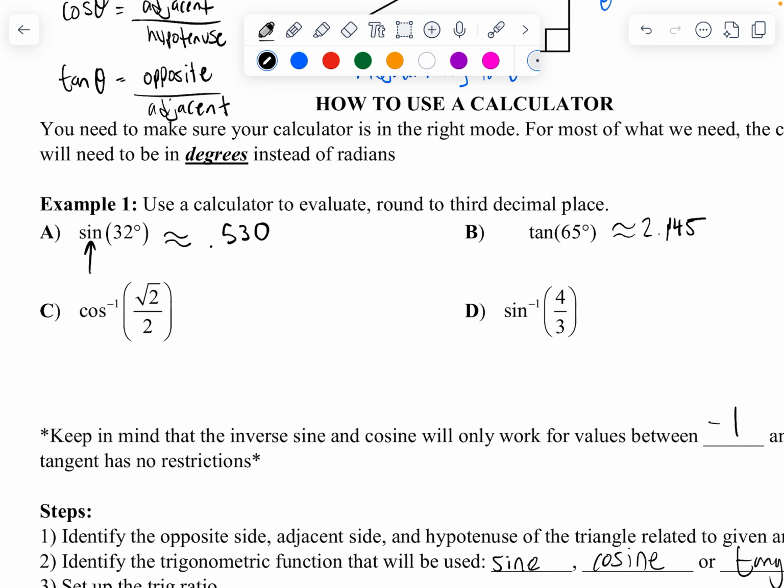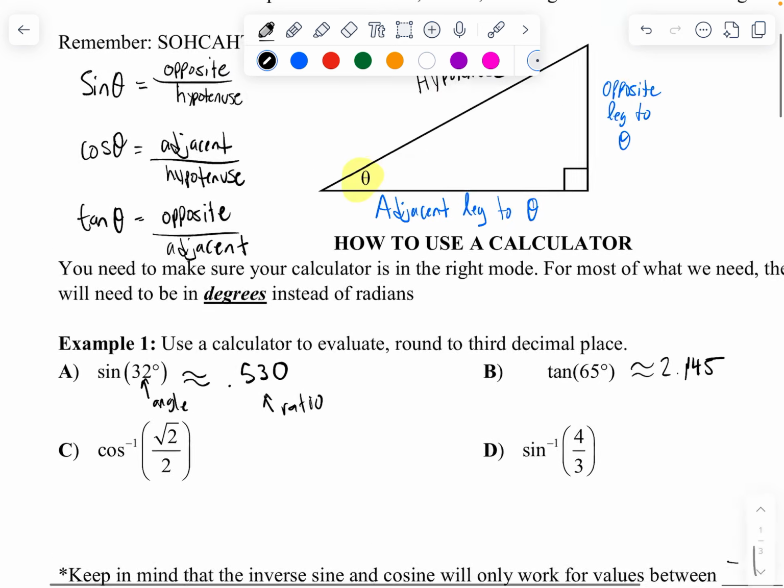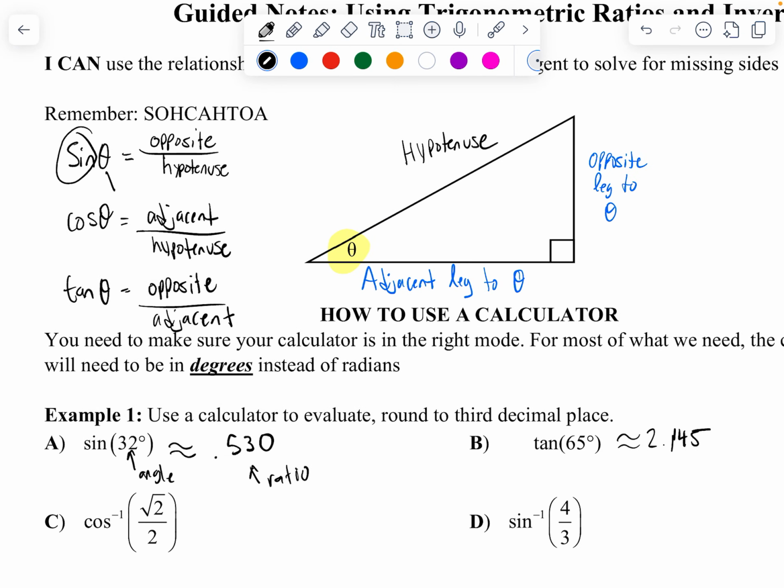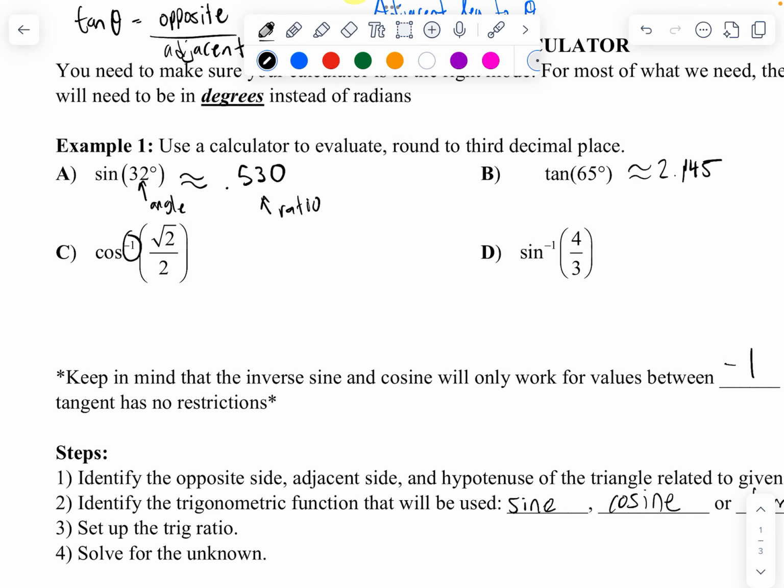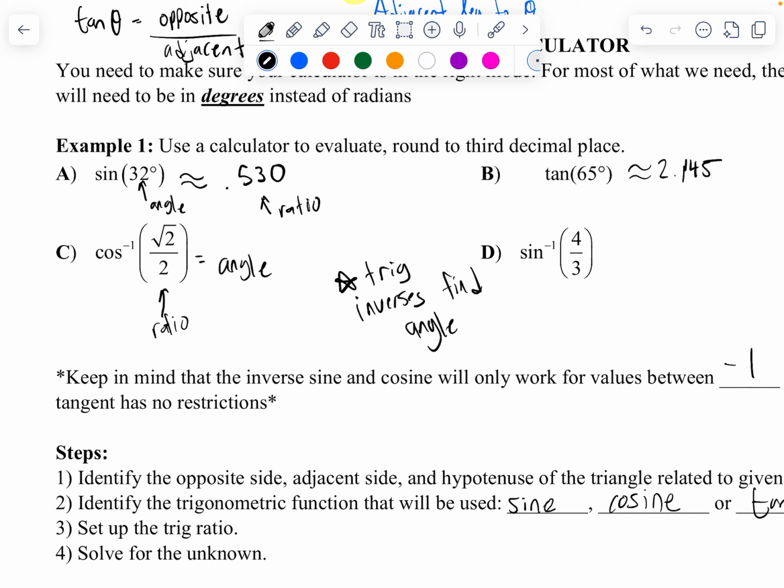Now, the inverse functions are a little more interesting. So this tells me what function to use, and this is your angle. And what we get is a ratio or a value. So we said sine function of an angle equals a ratio or value. And that's what we just evaluated. Now, inverses undo that, where this is the ratio, equals the angle, meaning inverses find angles. So trig inverses find angles. If you need an angle, you're going to use a trig inverse to find it.